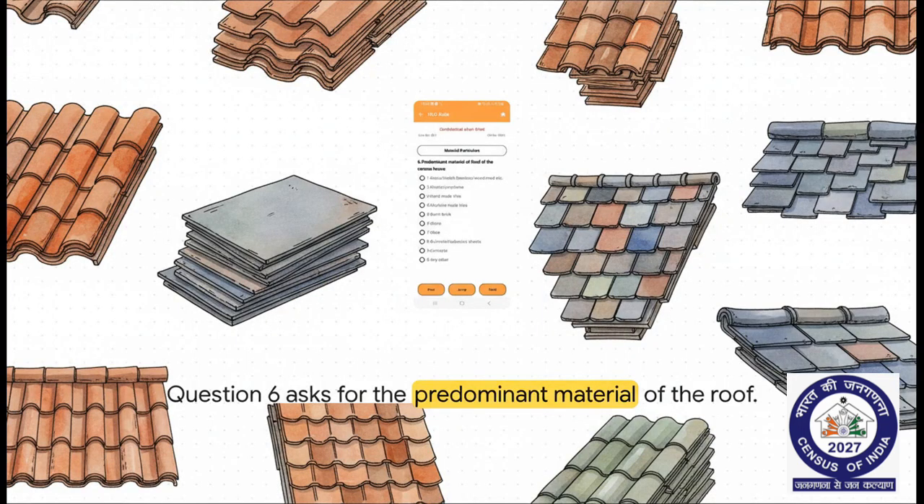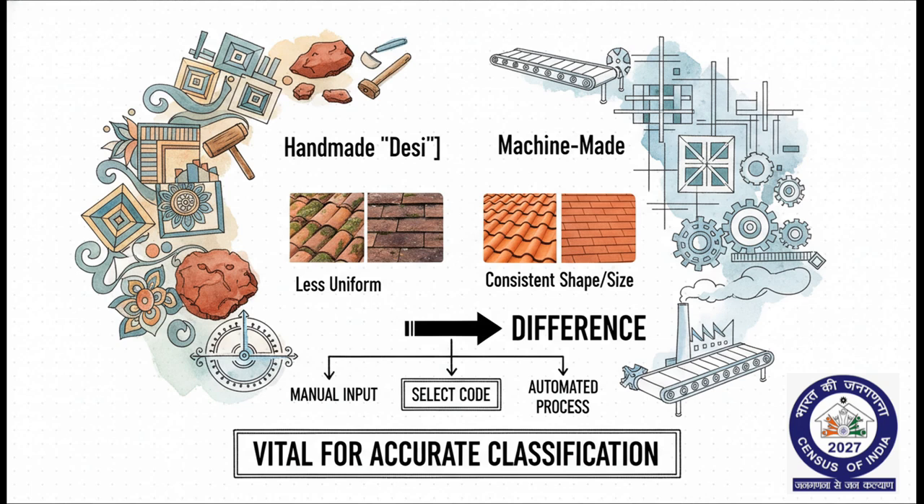Now, when we get to the roof, take a look at the level of detail it's asking for, especially when it comes to tiles. See, it's not just about whether it is a tile roof, it's about what kind of tile. And why? Well, because this little distinction helps us understand local economies and traditional building practices. Pretty cool, right?